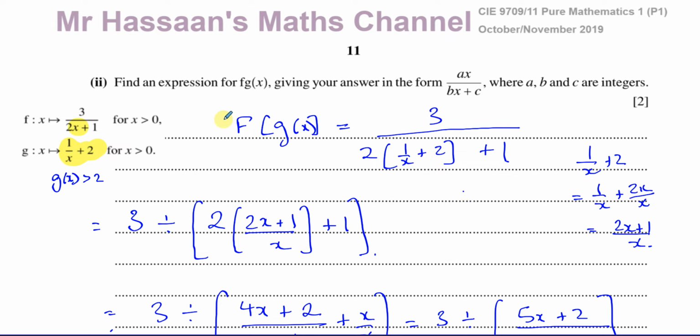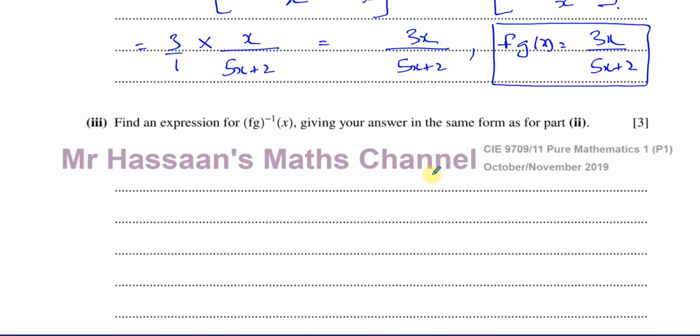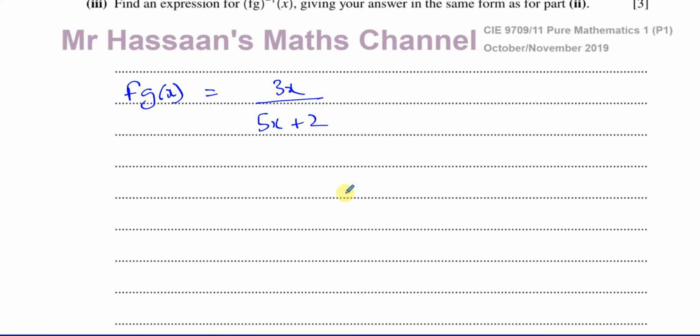Now, the next part of the question says, find an expression for the inverse of f of g of x, giving your answer in the same form as in part 2. So in this kind of one fraction form. So we know that f of g of x, the original function that we just found, is equal to 3x over 5x plus 2, and we want to find the inverse function. So we are going to find the function that basically undoes this function.